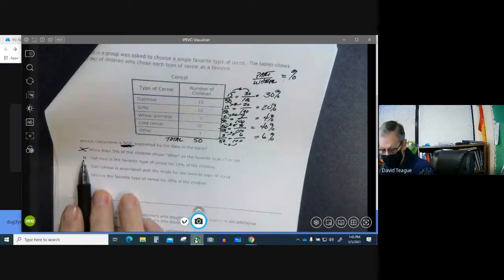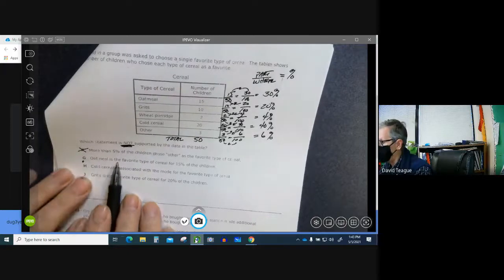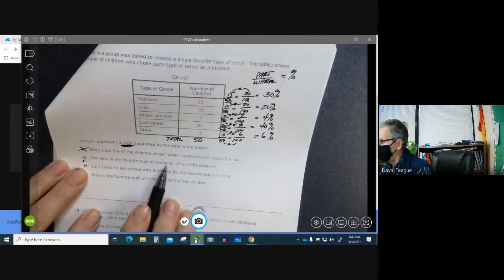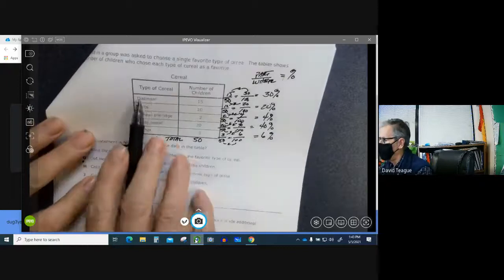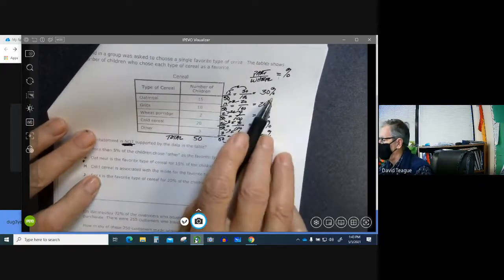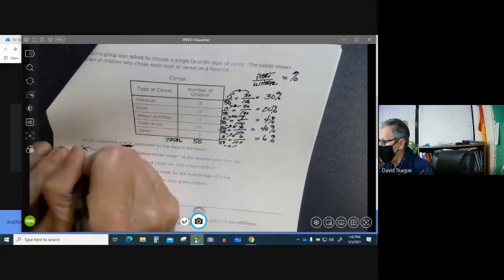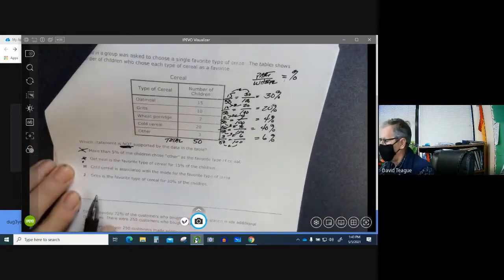So G says oatmeal is favorite type of cereal for 15% of the children. So we look at oatmeal, right? And that doesn't match up. So I think this is my answer, but let's check, right?